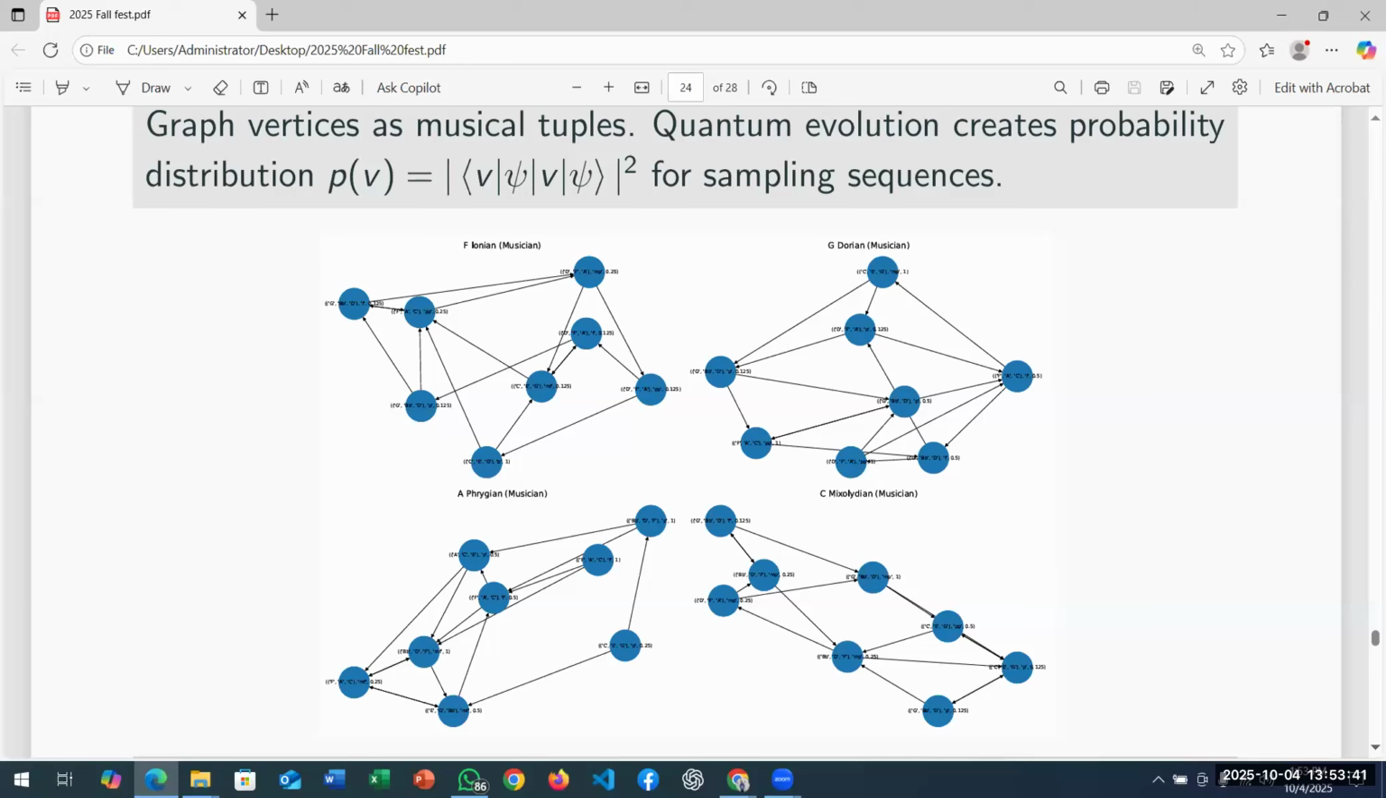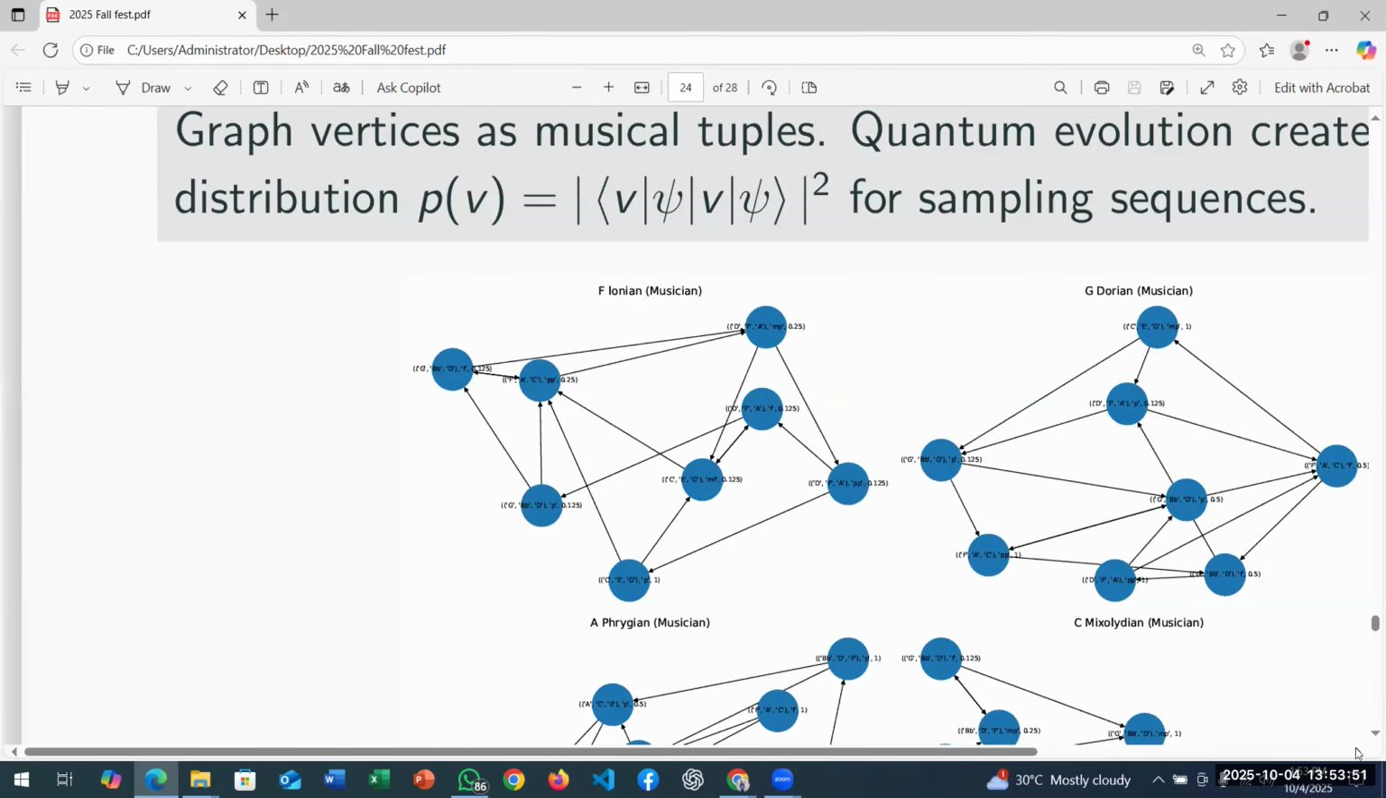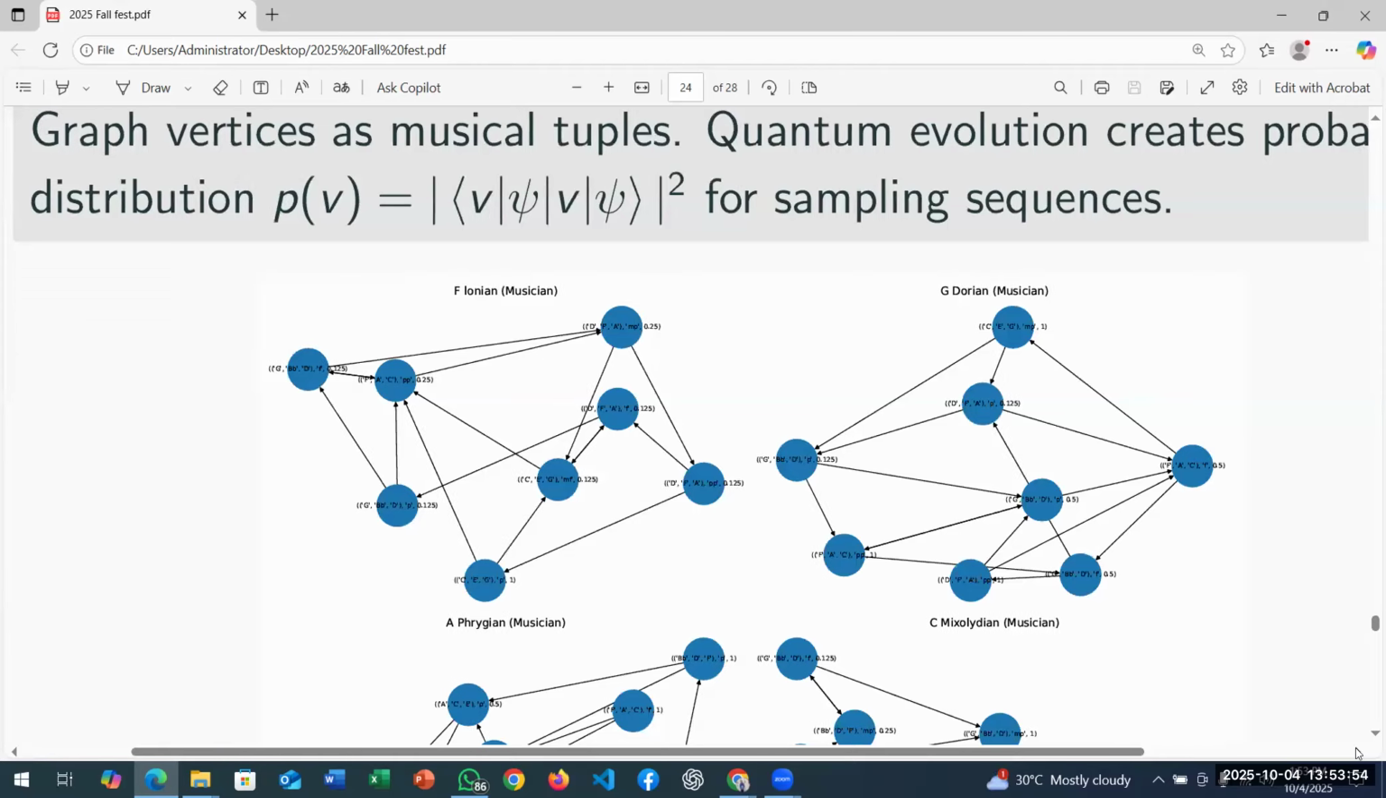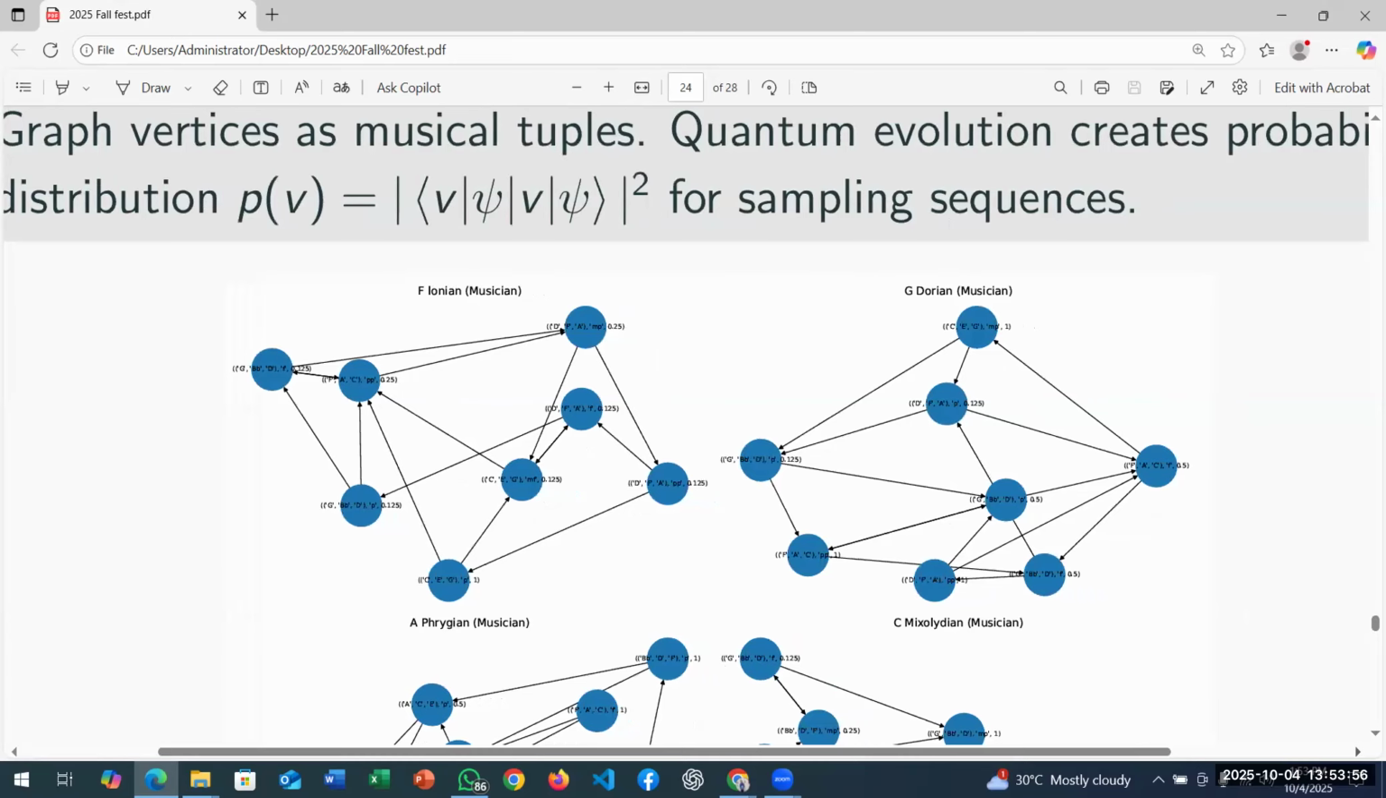Each one of them is playing on different keys. The first one is playing on F mode. The other one is playing on G mode. Let me increase the size for us to see it better.